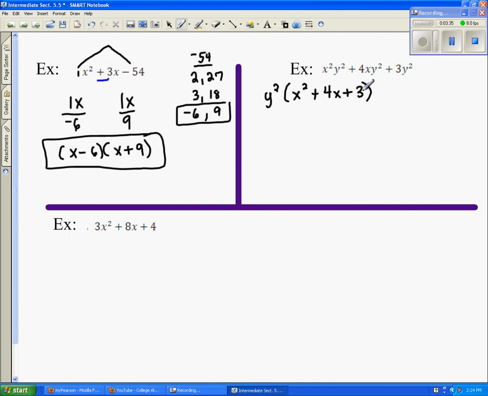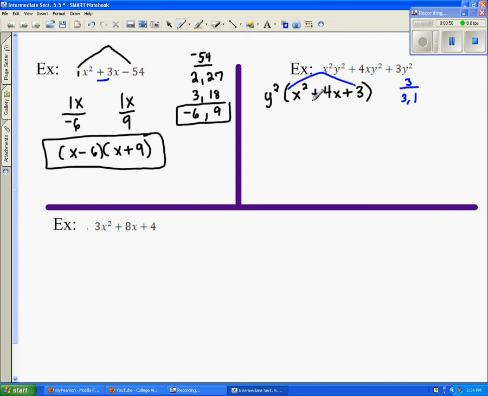Now I need to check this trinomial and see if I can do rooftop to it. So I want to see what multiplies to give me a 3. Well, the only factors that give me 3 is 3 and 1. 3 and 1 over here. And when I add them together, I do get 4.